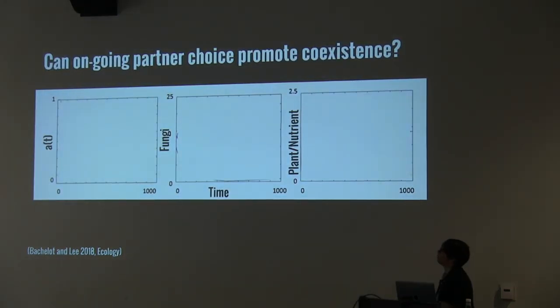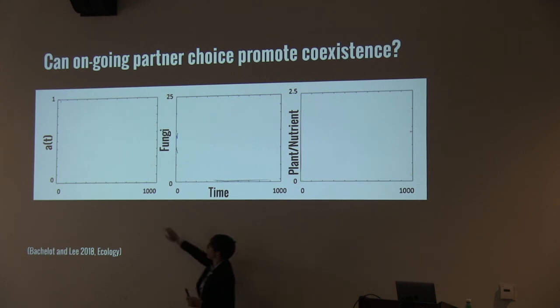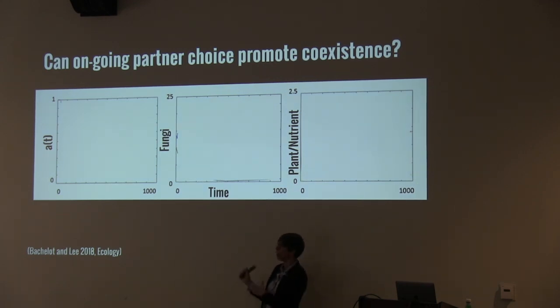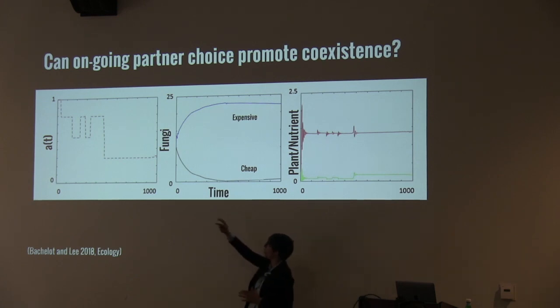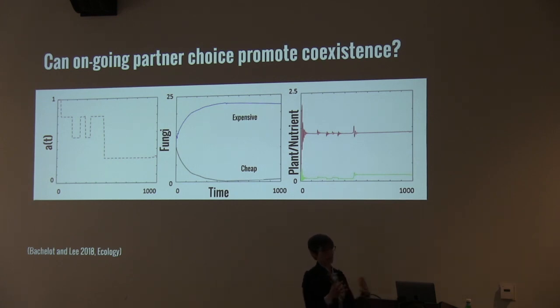Okay, so yes, ongoing partnerships can indeed promote coexistence, and we did a lot of numerical solutions to investigate this. I'm just going to show you one example that I thought was very interesting. There are three graphs. The first one shows the optimal carbon allocation strategy. If it's 1, all the carbon is going to the expensive fungi. If it's 0, it's all going to the cheap one. And then there are the fungal dynamics, and the plant and nutrient dynamics. In that scenario, the plants have allocated a lot to the expensive fungi, because you're in the range where the expensive fungi is a very good mutualist.